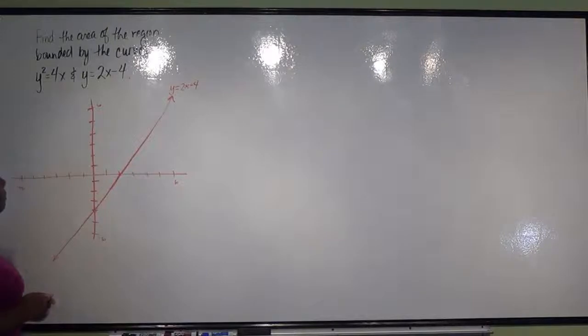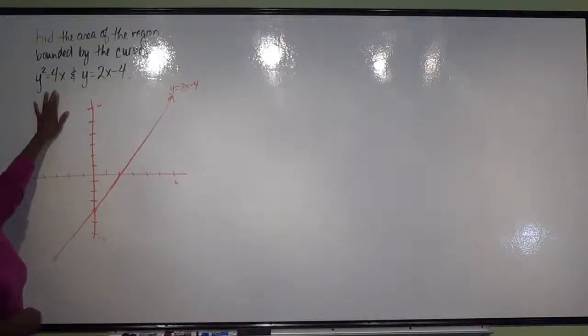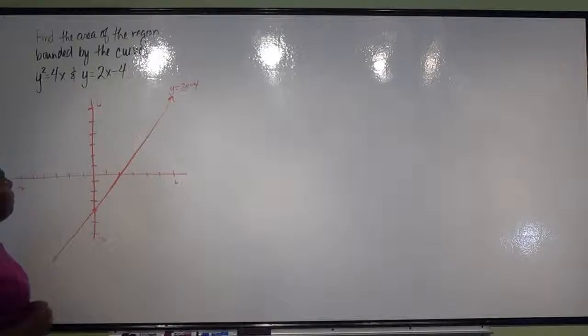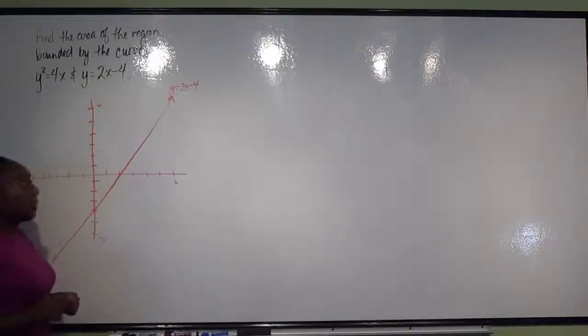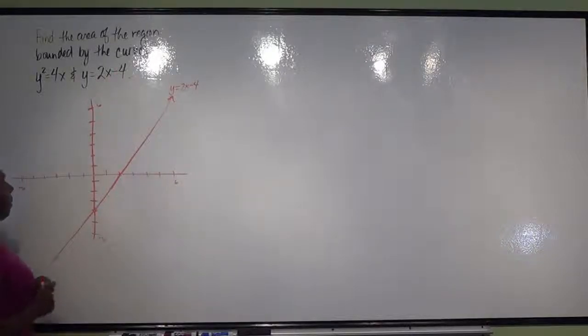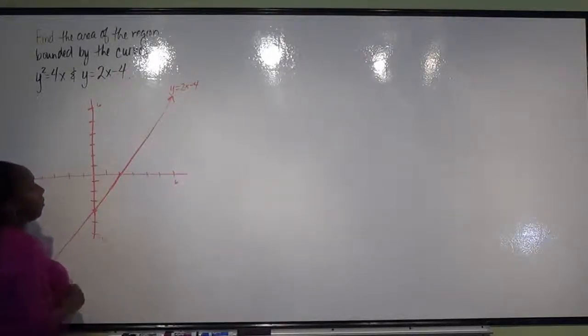Okay, for the other curve, I'm looking at y squared equaling 4x. Now the first thing you should notice here is this is not a function of x. This is a function of y. So another way to think of this is x equaling 1/4 y squared. Okay, well, y squared is a parabola that sits on its side.